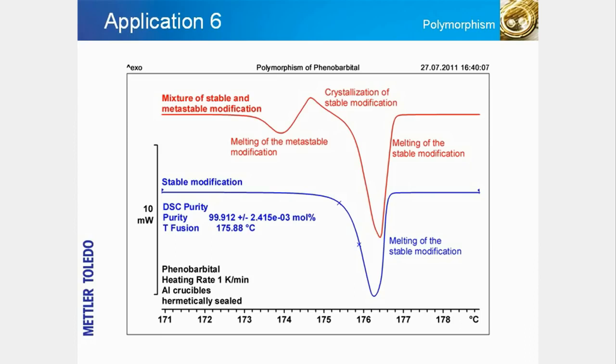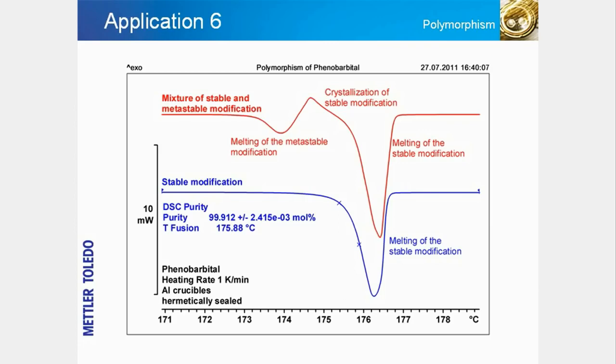Analysis of the melting behavior of a substance is an important method used for the quality control of pharmaceutical products. The melting curve yields information about polymorphism and allows the degree of purity to be determined. For example, the red curve in the slide shows that the metastable modification of the substance melts at a lower temperature than the stable modification.